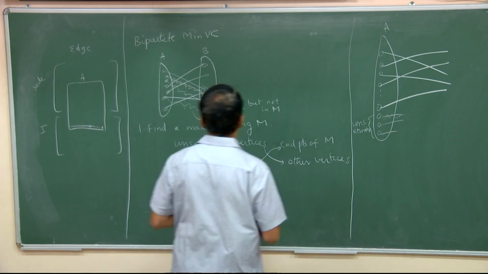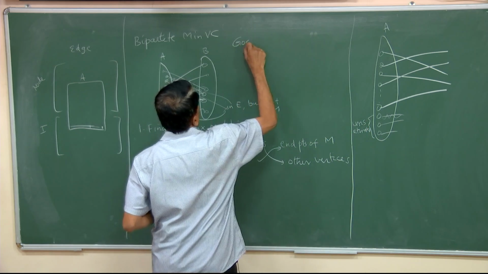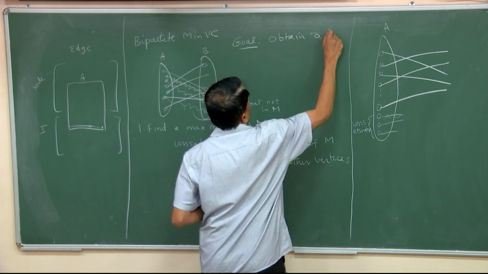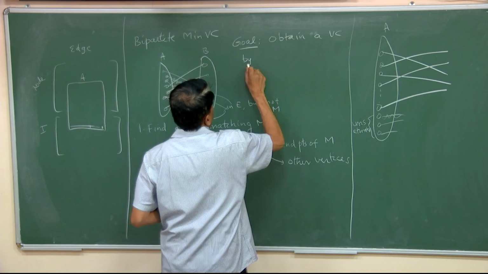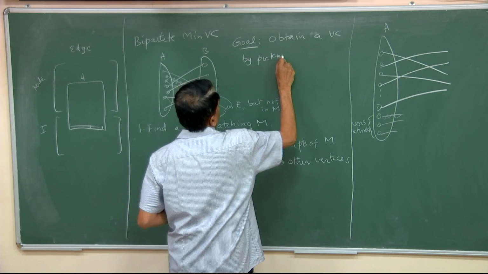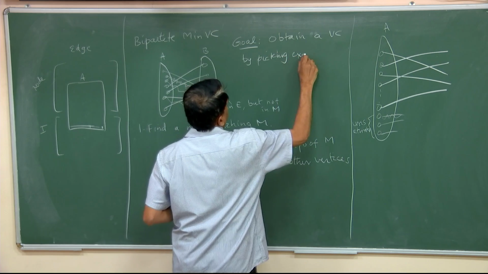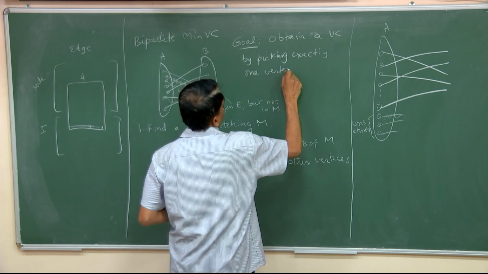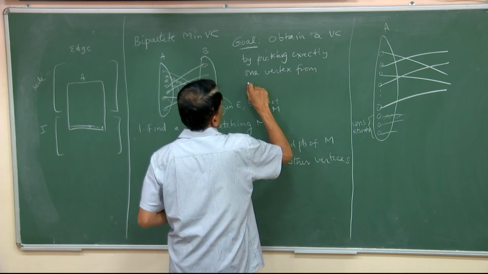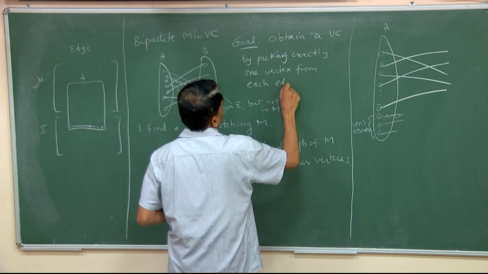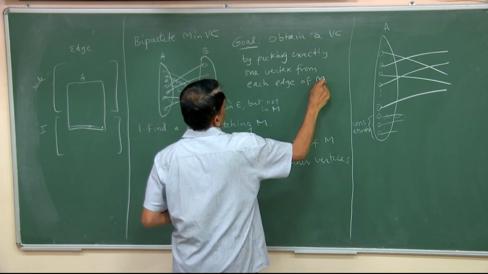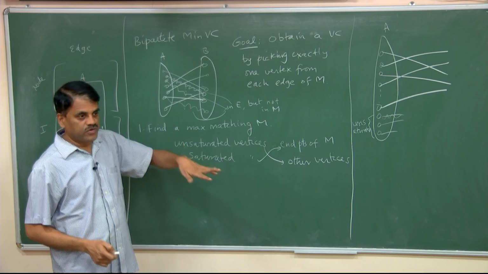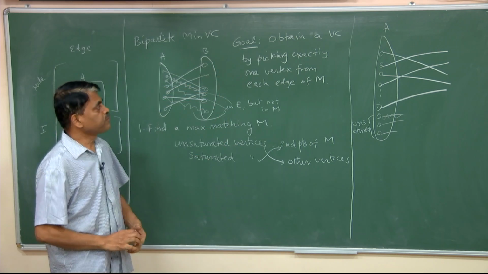Okay, so let me write down the goal, right? Obtain a VC by picking exactly one vertex from each edge of M. That would prove that the size of the maximum matching is equal to the size of the minimum vertex cover, if I manage to do this, right?